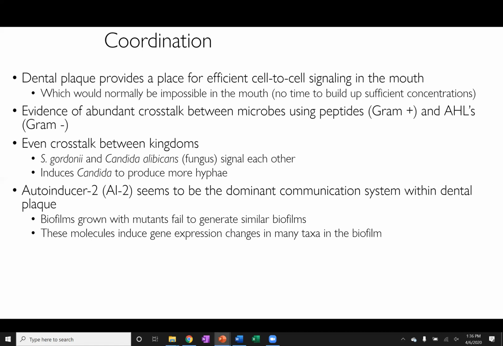An interesting thing is that bacteria that are mutants in these AI2s actually fail to generate biofilm. So this quorum sensing does seem to be important for the development of biofilms inside your mouth.